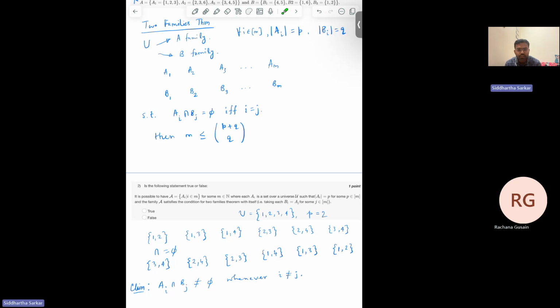Siddharth, yes. So how did you construct this example? To say we have P equal to 2, that means each set has size equal to 2. Now we want to construct a family which satisfies the condition for the two families here. That is right. So what is the general trick? That's what you were asking. Okay. First, let us verify whether this is correct or not.